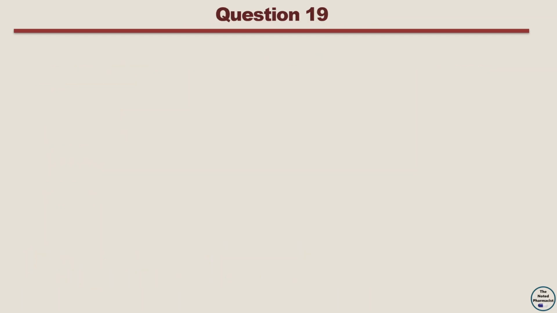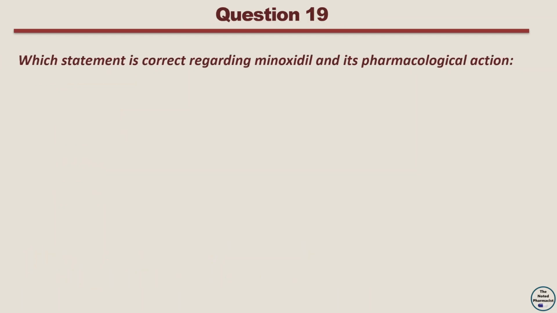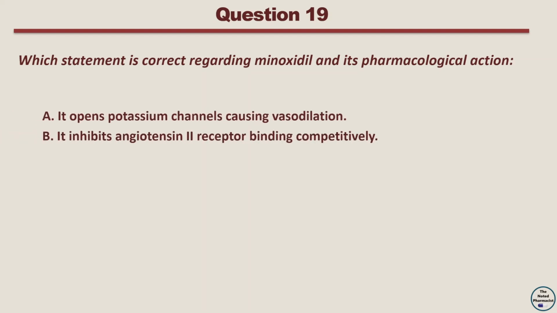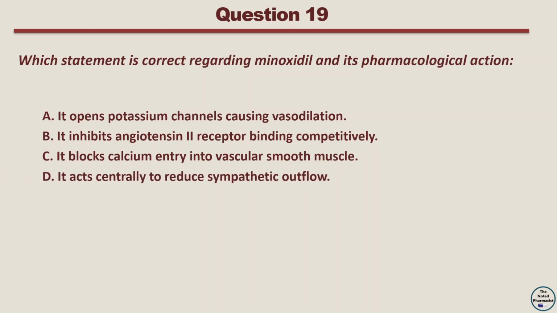Question 19. Which statement is correct regarding minoxidil and its pharmacological action? Option A, it opens potassium channels causing vasodilation. Option B, it inhibits angiotensin II receptor binding competitively. Option C, it blocks calcium entry into vascular smooth muscle. Option D, it acts centrally to reduce sympathetic outflow. Option E, it inhibits renin secretion from juxtaglomerular cells.